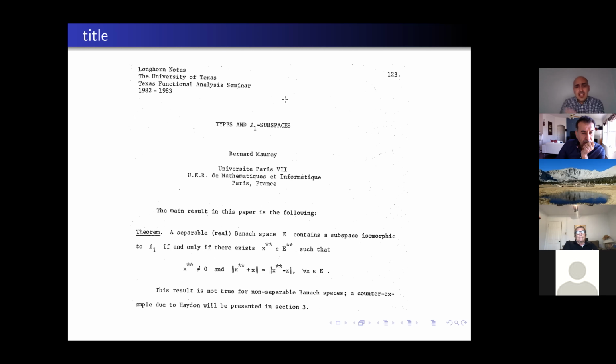And as you can see in this slide, his main result is that a separable Banach space E contains a subspace isomorphic to L1 if and only if there is a non-zero element in the bidual that acts, let's say, so that the norm of it when I add or subtract elements from the space is the same. And as it says, this statement is false for non-separable Banach spaces. Then he attributes the example to Hayden.